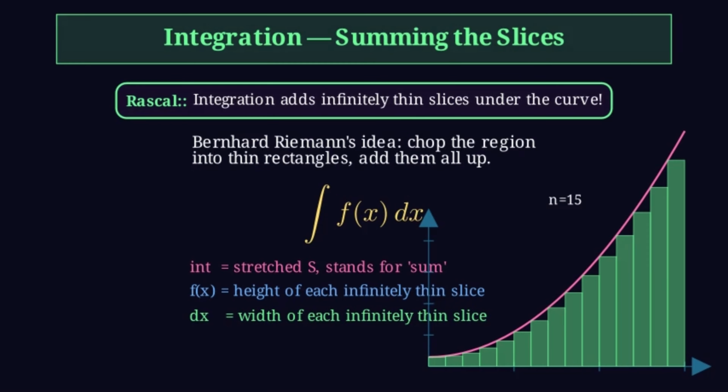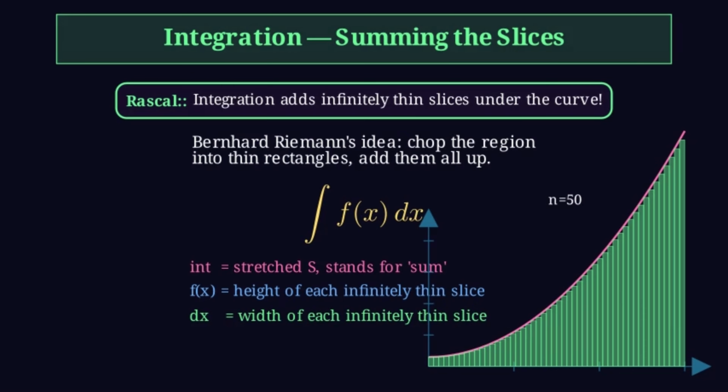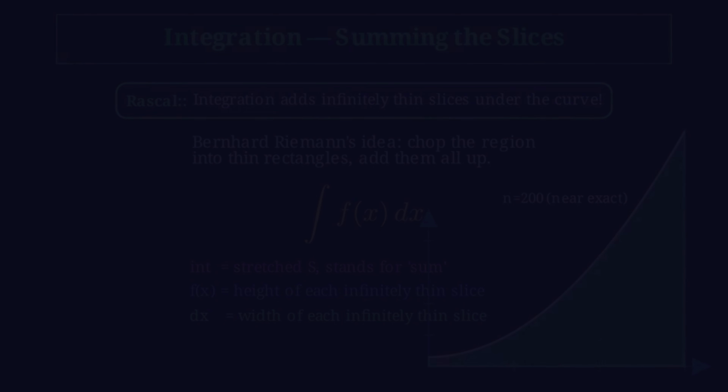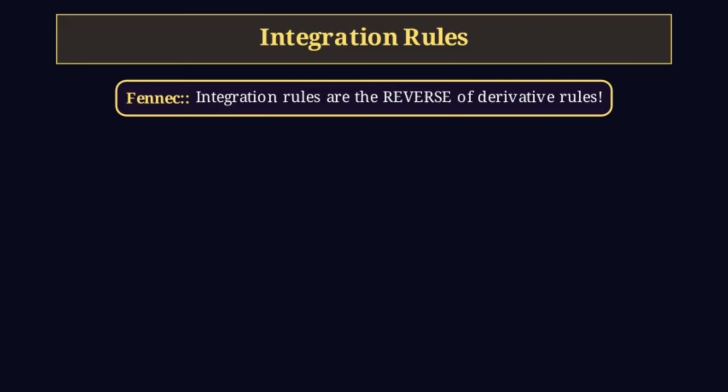Antiderivative of x squared is x cubed over 3. Evaluate at 3: 27 over 3 equals 9. Evaluate at 1: 1 over 3. Subtract. 9 minus 1/3 equals 26 thirds. Roughly 8.67. That number is exactly the area of the shaded region under the curve between x equals 1 and x equals 3.